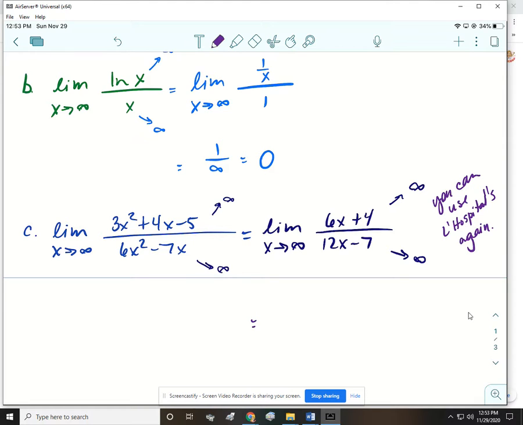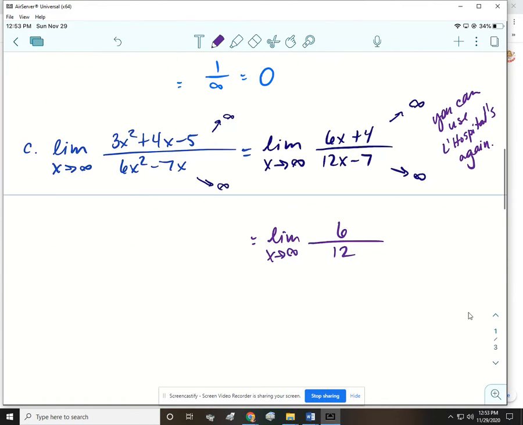All right, so it's still going to be the limit as x approaches infinity. And then the derivative of the numerator is just 6 now. The derivative of the denominator is just 12. All right, and then there's no x left. There's nowhere to plug in the infinity. So that just gives you 6 over 12, or 1/2.